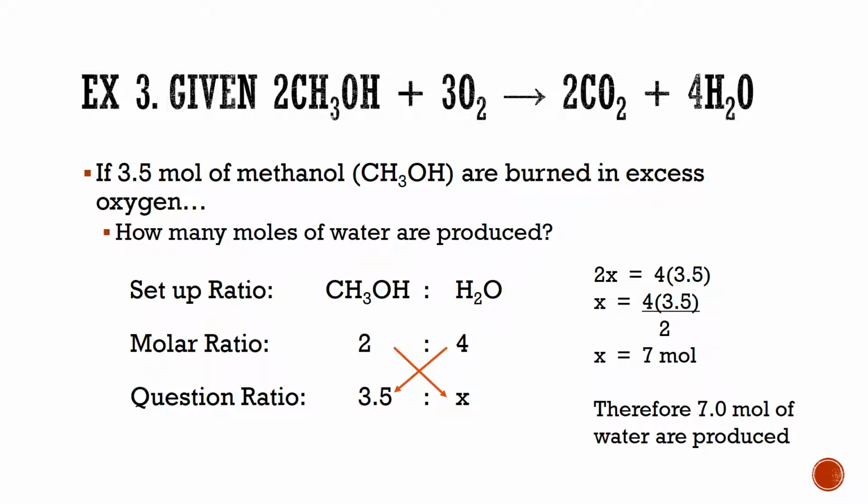So I found here that if I have 3.5 moles of methanol and it's burned in excess oxygen, so oxygen is not my limiting factor here, I can produce a maximum of 7.0 moles of water.